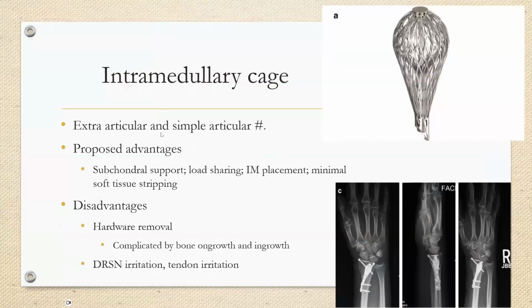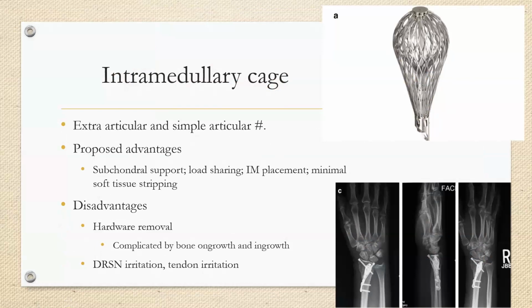So this is again indicated only for extra-articular and simple fractures. This is how a scaffold cage looks in its expanded position. This has already been used for certain proximal humerus fractures. It seems to be very recently introduced for distal fractures. So the main proposed advantage of the cage is that it prevents collapse.